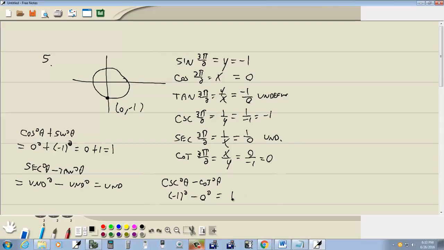I think what they're trying to do here is to point out that these would normally all give you 1, except here where we got secant and tangent. Secant and tangent both have x in the denominator, and where x is equal to 0 it is undefined. So this is the one where Pythagorean identities don't hold true. Let's see what number 6 says.